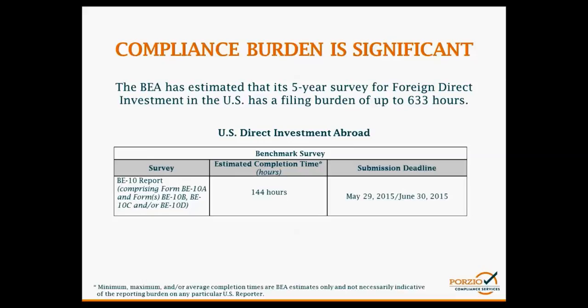As you can see, there are different thresholds, and the thresholds also differ for different report forms. With respect to the quarterly, there's no monetary threshold at all. So if you own 10% or more of a foreign entity, you will be required to file that report if you get a letter from the BEA requiring you to do so.